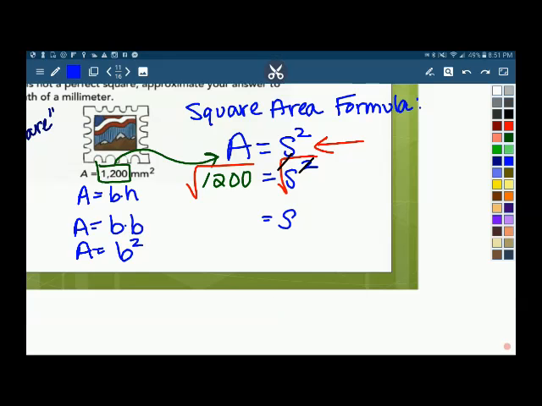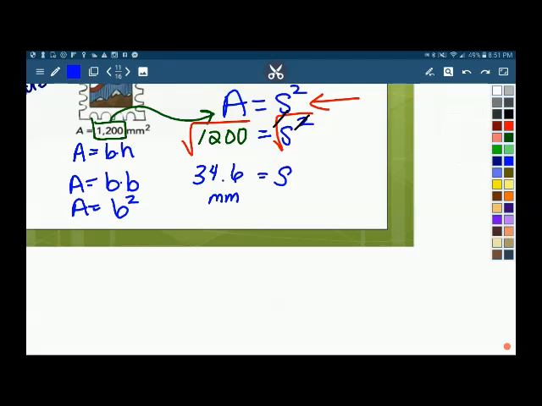So now I'm just going to write that for my answer. 34.6 millimeters. Now for side length, you don't want to put millimeters squared, okay? Because for side lengths, it's literally measuring how many millimeters there are, not square millimeters. We're not counting how many squares are along the side. Area, you're counting how many squares cover a shape. Okay, so I know that the side length of this stamp is 34.6 millimeters.